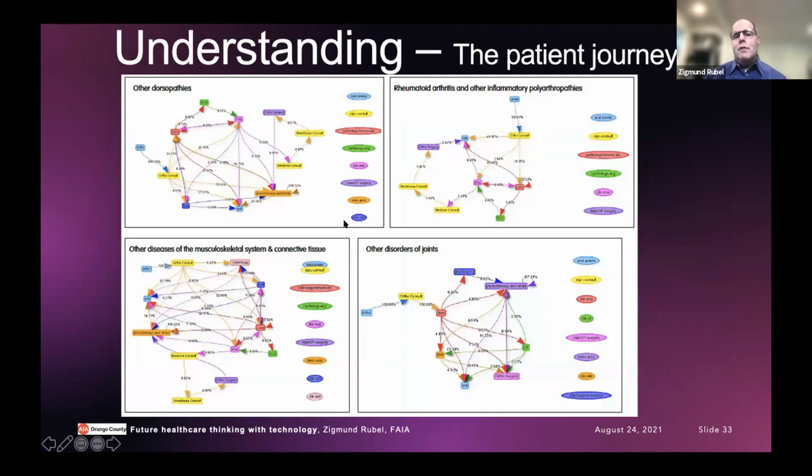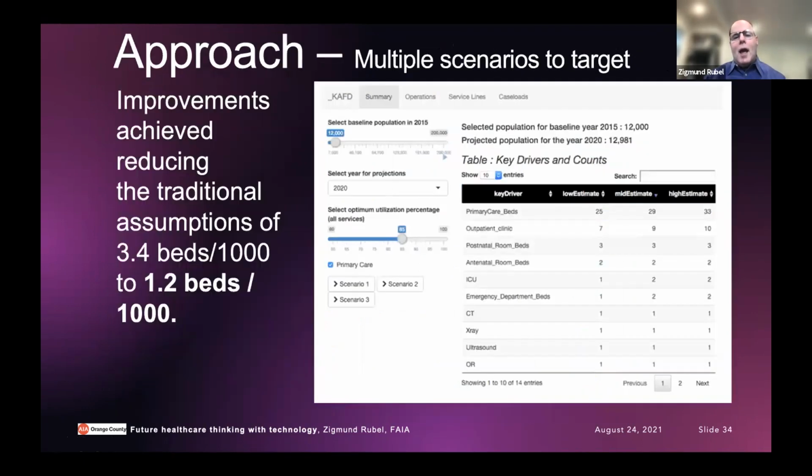Again, we looked at the different care plans for the different diagnoses, and this was more of an orthopedic type of understanding. What we were able to do is they initially assumed that they needed 3 beds per 1,000, which is what we have here in the US. And we were able to model it to be 1.2 beds per 1,000. So it was a fairly significant savings because we shifted the model of care to an outpatient setting.